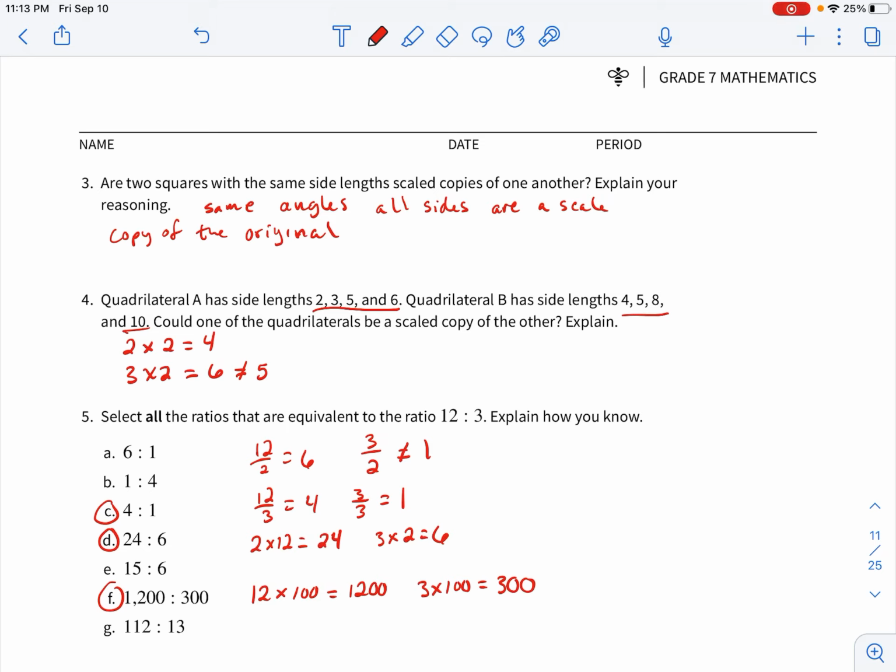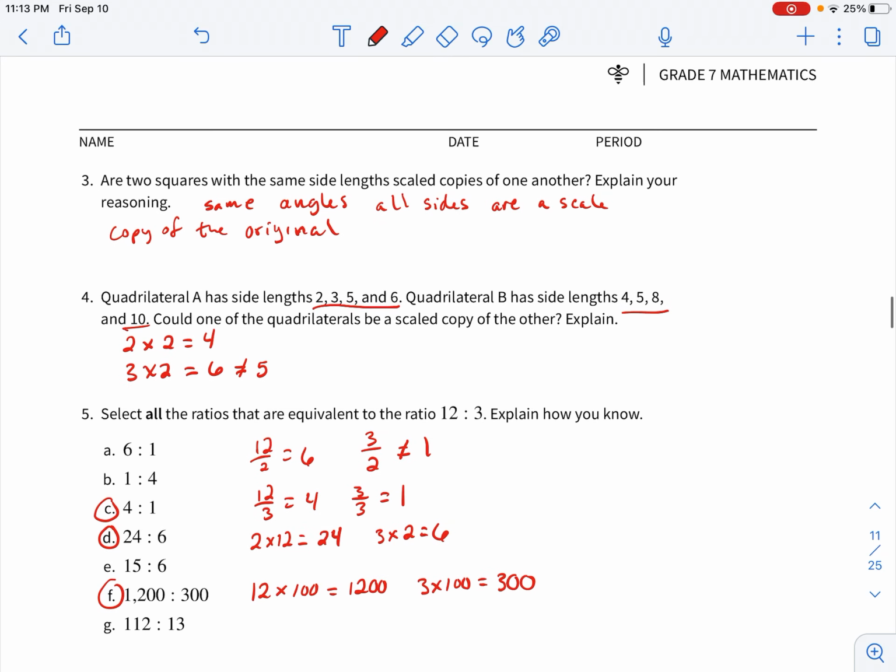So to start off, I said, well, 2 times what gives us 4? Well, 2 times 2 equals 4. Therefore, if a scale factor of 2 works for all of the dimensions, then they would be a scaled copy. So I took 3 times 2 and I got 6. 6 is not 5, therefore you would say this is not a scaled copy.